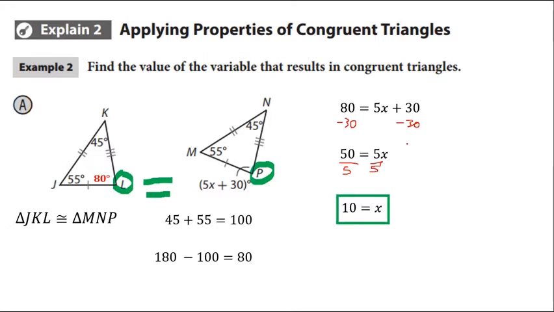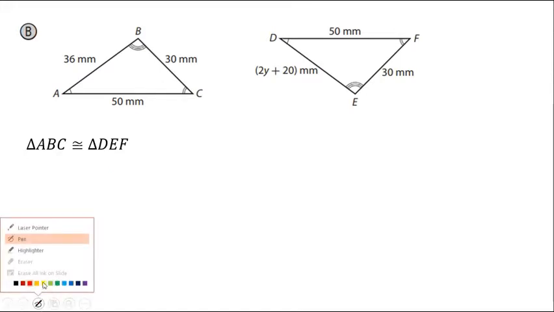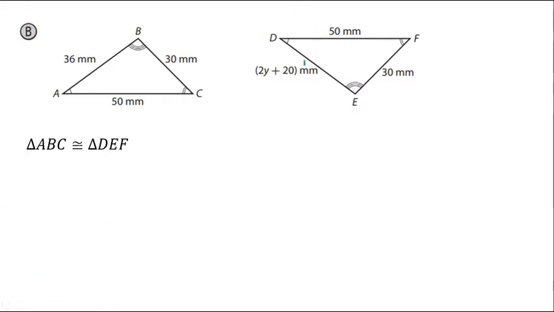Okay, so let's go to part B now. Again, I want to find the value of y that makes these two triangles congruent. Right now, if you look at the angles, all three angles are congruent to each other. So we write our congruency statement: triangle ABC is congruent to triangle DEF. What I'm trying to figure out here is what sides are congruent to each other. I'm trying to find this side, and that side corresponds to this side over here. So that means that side AB and DE are congruent.